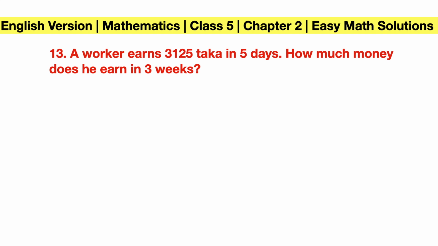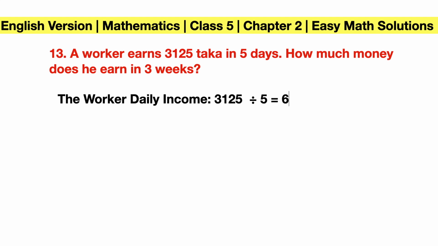Then 5 days income is 3,125 taka. Then 1 day income, let's check the worker's daily income. 3,125 divided by 5 equals 625 taka per day.